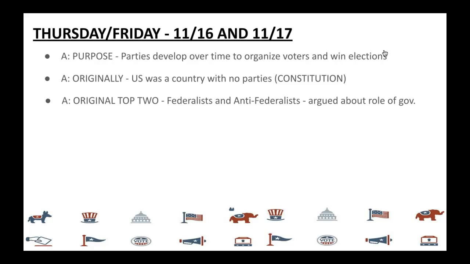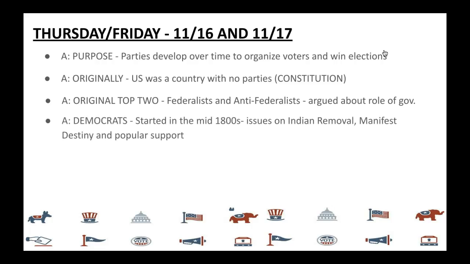Now, of course, if you want to get technical here, the original top two parties that we've had in our nation are the Federalists and the Anti-Federalists, and they did argue about the role of government, especially after the Constitution as well. The Federalists wanted a strong executive and believed in big government, and some would say that the Anti-Federalists were champions of small government or state government. I guess in many ways you could say that the Democrats of today are the Federalists of our time, and the Republicans are the Anti-Federalists.